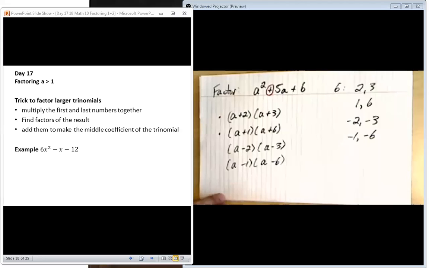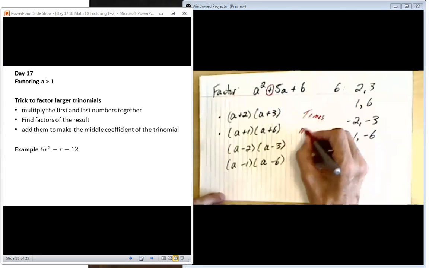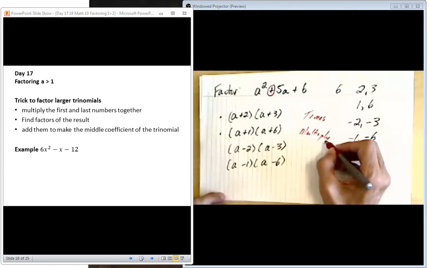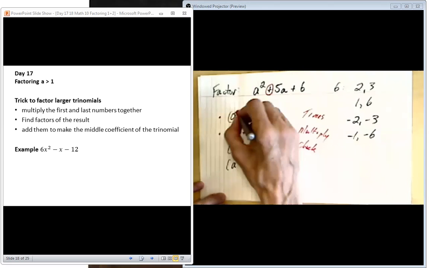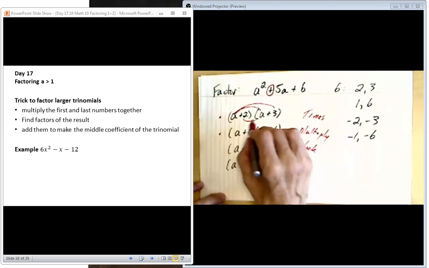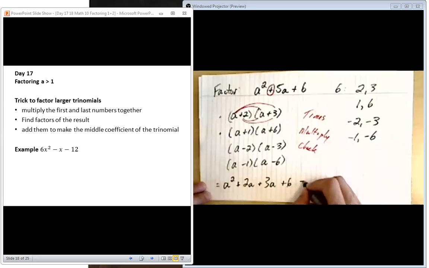Yeah, exactly. Remember, from here, what you can do is times or multiply, right? That's the secret for now. And all this does is allow you to check to see which one works. So you go like that, like that, like that, like that, right? Multiply it out. And when you do that, I'll show you that first one there. It ends up being a squared plus 2a plus 3a plus 6, and that's a squared plus 5a plus 6. Matches what we got.